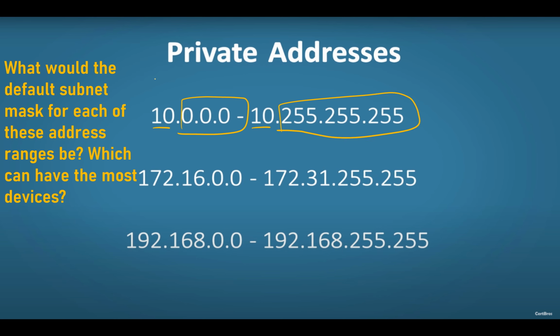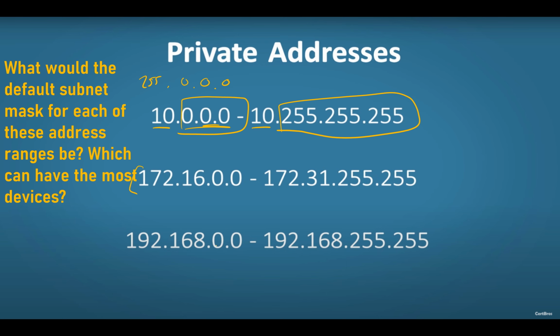So if it's staying the same, it means it's the network. Therefore that's going to be 255, because these first 8 bits are staying the same. But since these others are changing, that's going to be the host. So this one is going to be 255.0.0.0. That's the subnet mask. This second one I'm going to come back to because it's quite tricky.